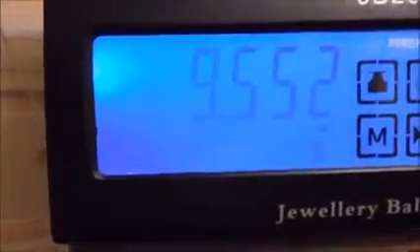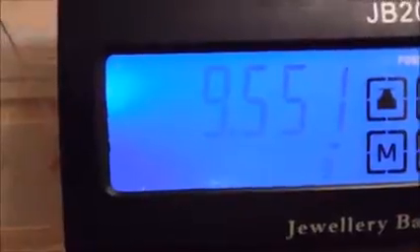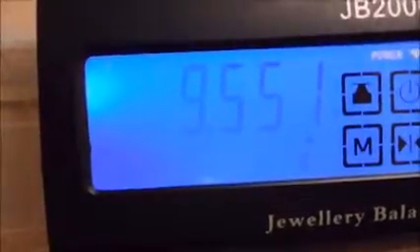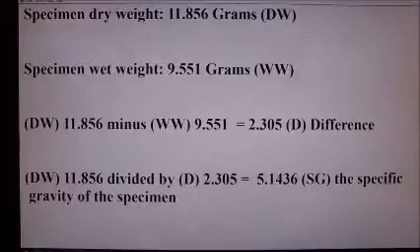Okay, the next task at hand. We got to weigh the specimen while suspended in water. So to do so, I took the ruler, the string, and hung the specimen inside a little tub of water. It can't be touching the bottom or the sides or anything else. It has to be suspended, which it is. Then, after the scale was zeroed out already, suspended, it weighs 9.551. Okay, time for the math.